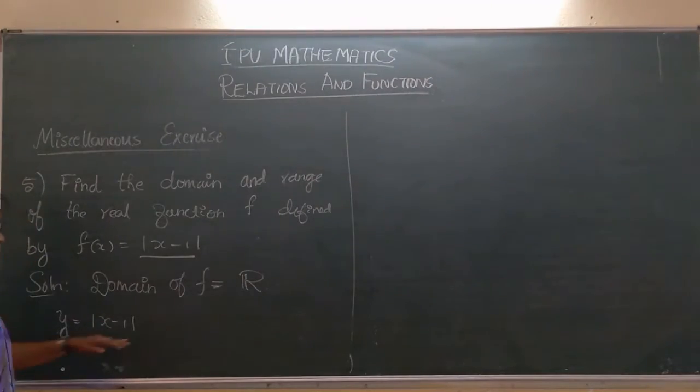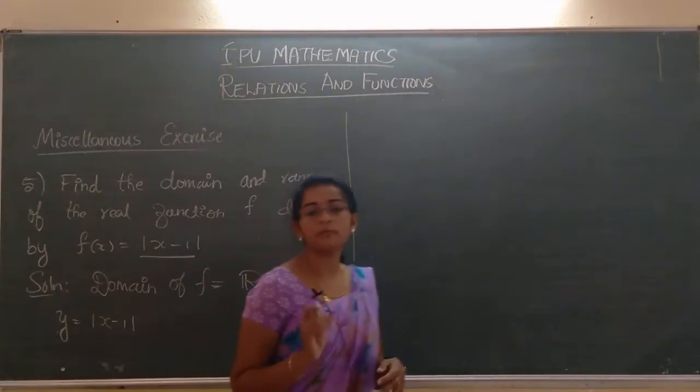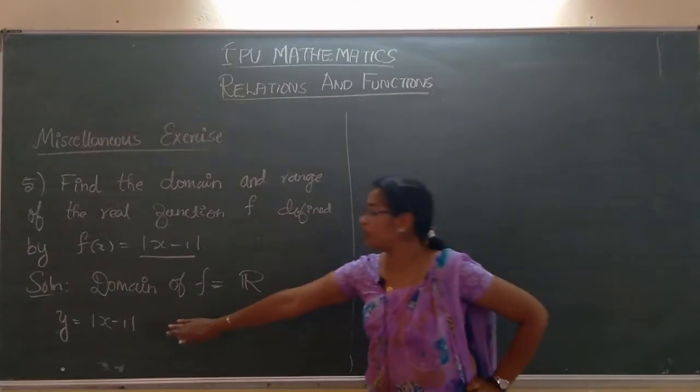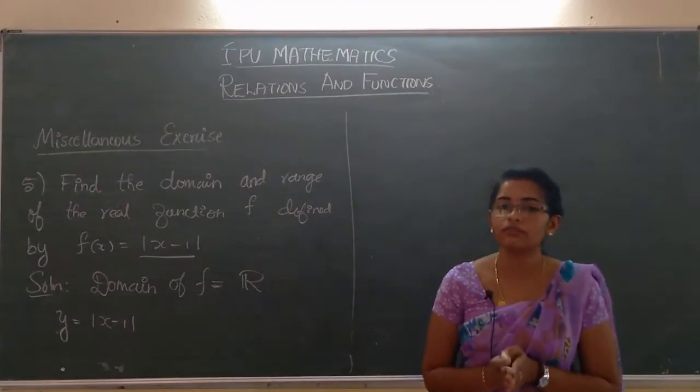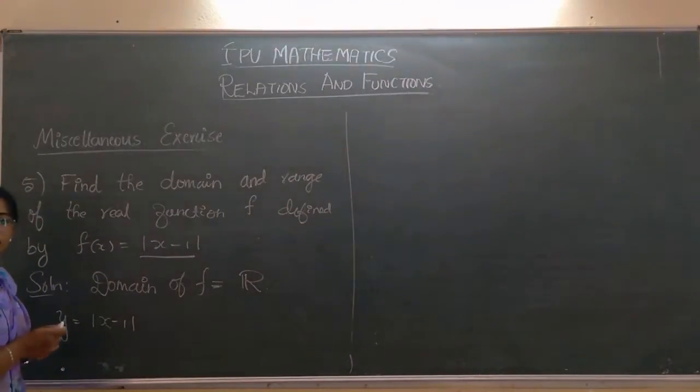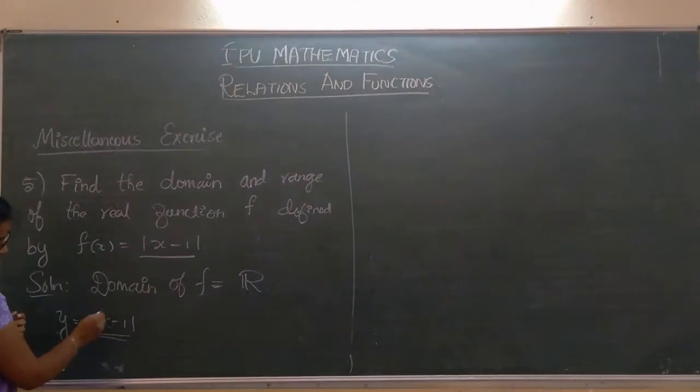What is the least number here possible? You should know one thing. See, modulus function is never negative, okay? Modulus of any function, modulus function is never negative. It is a non-negative function, okay? So, the least value of this is equal to 0, okay? When will it be equal to 0? If x is equal to 1, then modulus of x minus 1, that is modulus of 1 minus 1, that is 0. So, when x is equal to 1, I will get 0 here.